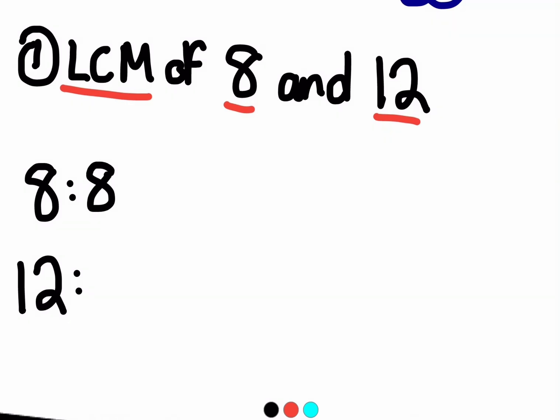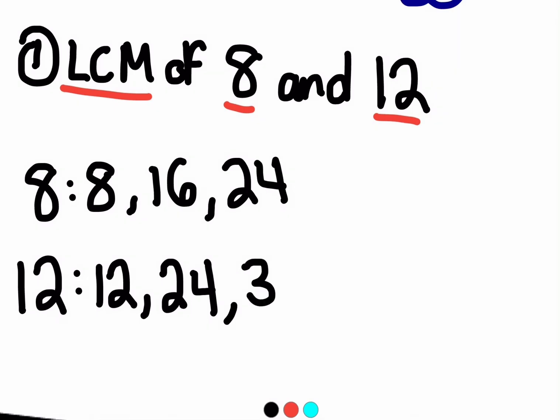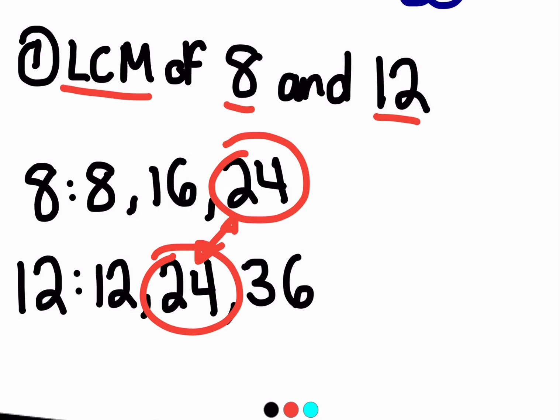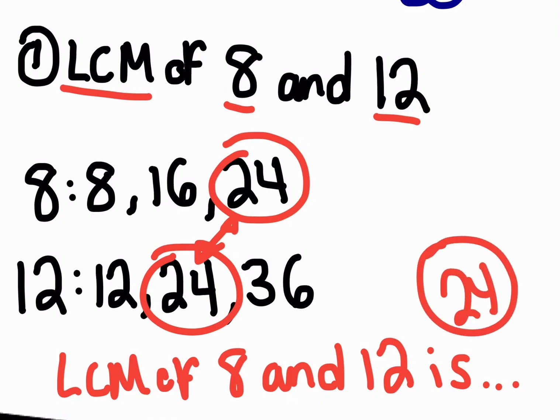8 times 1 is 8. 12 times 1 is 12. No luck so far. 8 times 2 is 16. 12 times 2 is 24. Oh, that's good news because I know 8 times 3 is 24, and 12 times 3 is 36. So I found the one they have in common, the smallest one, which is 24. That means the LCM of 8 and 12 is 24.